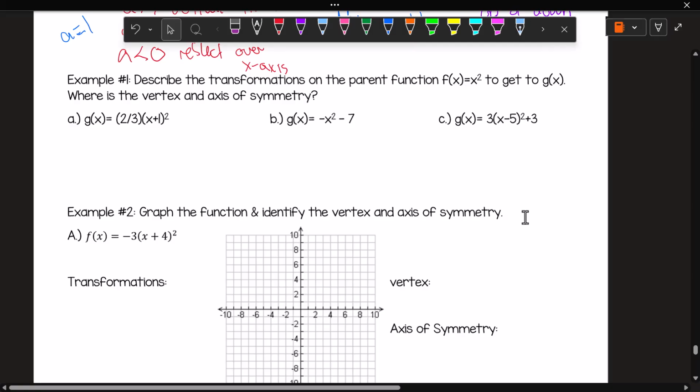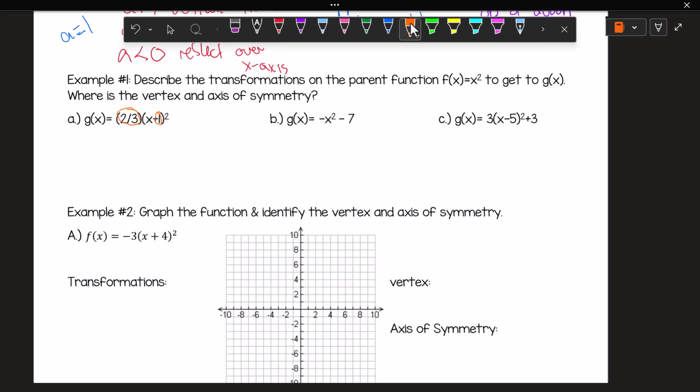All right, so example 1 here. Describe the transformations on the parent function of f of x equals x squared to get g of x. Where's the vertex and the axis of symmetry? Okay, so the only thing that changed here was the 2/3 and that plus 1.